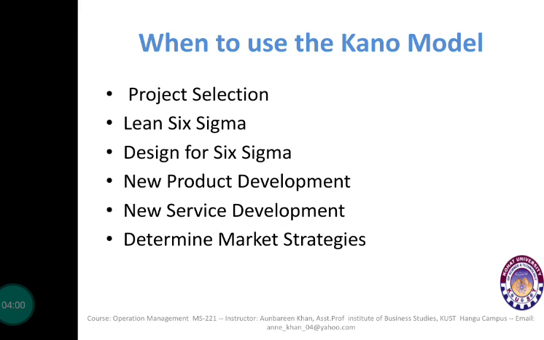So the Kano model is used in the selection of projects. Also, it is helpful in Six Sigma for improvement of total quality, new product development, new service development, and determining the market strategy, like operation strategy, financing strategy, and personnel strategy. So this model is helpful for enhancing the overall product and service design.